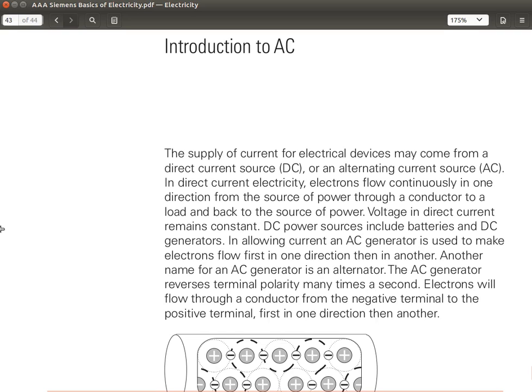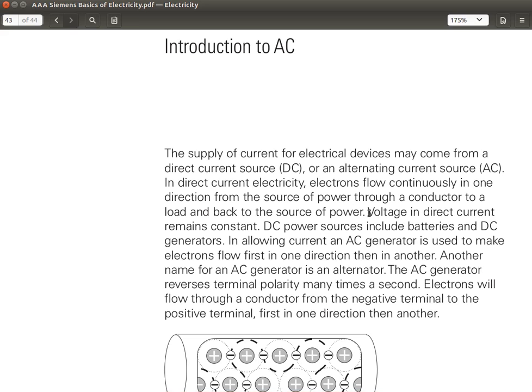Introduction to AC. The supply of current for electrical devices may come from a direct current source or an alternating current source. In direct current electricity, electrons flow continuously in one direction from the source of power through a conductor to a load and back to the source of power.